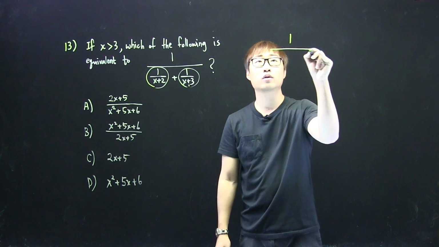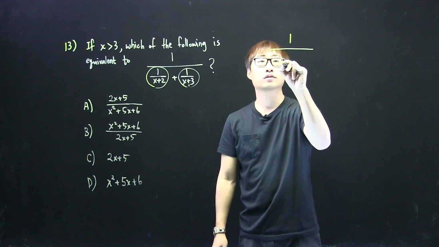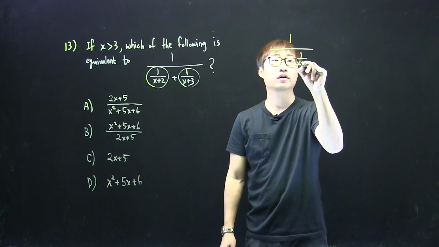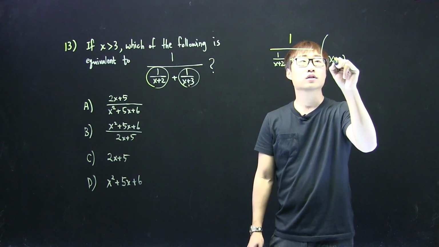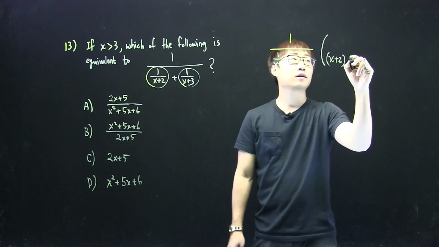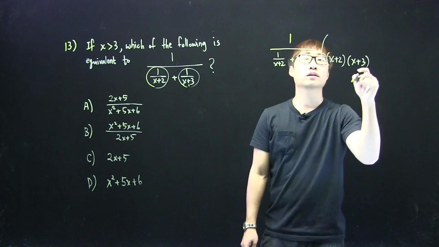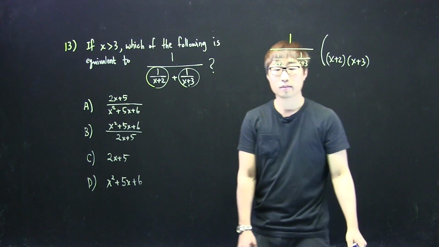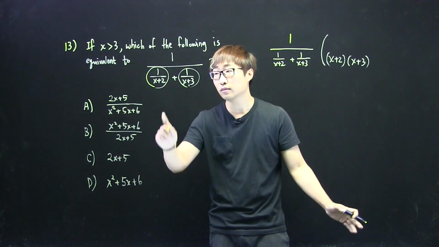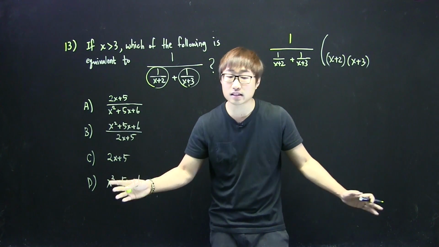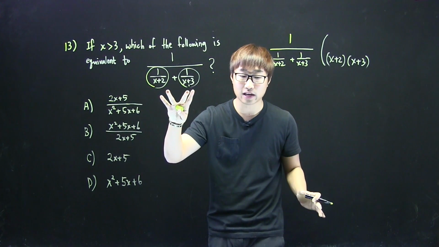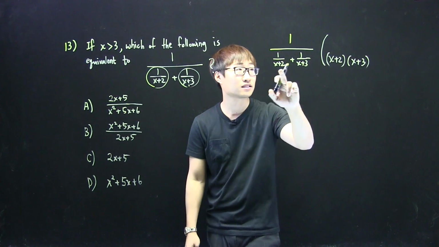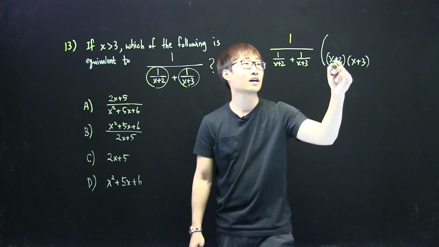So let's do that. 1 over x plus 2 plus 1 over x plus 3. Once again, like I just said, I'm going to multiply by x plus 2 so that I get rid of this guy, and then I'm going to multiply by x plus 3 so that I get rid of this guy. Why am I doing this? Once again, because I'm looking at my answer choices. I don't see any fraction over fraction, which means I know for sure I got to get rid of these guys. And that's why I'm multiplying by the same thing so I can cancel those out.